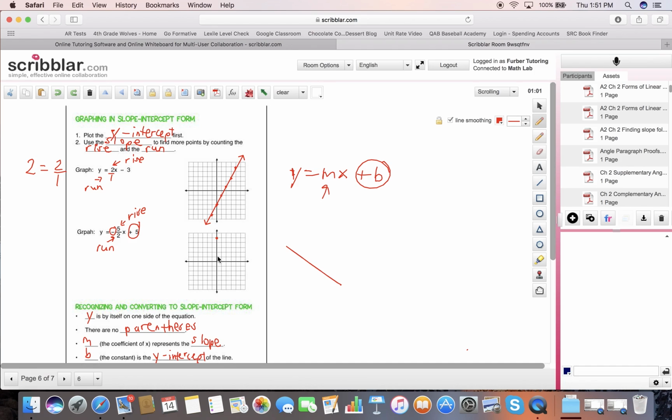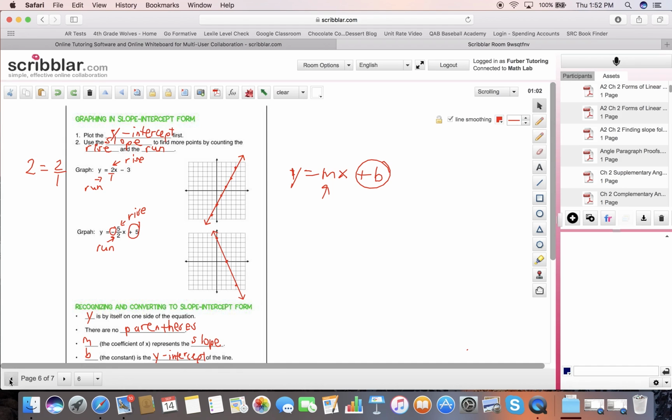1, 2, 3, 4, 5, 1, 2. Because that's the only way for my line. If I went down and to the left, it would slant up. Because if I went this way, the line would rise. I don't want it to rise, I want it to fall. And then I'm going to go down 5 again. 1, 2, 3, 4, 5, and to the right 2. And then once you have as many points as you can fit on the graph, then you're going to be able to draw your line again through those points. So that's how you graph in slope-intercept form.